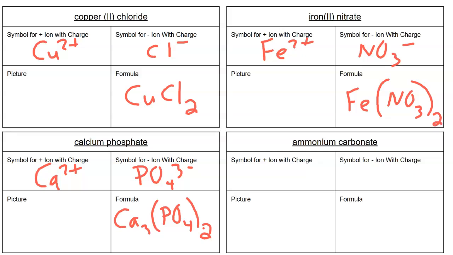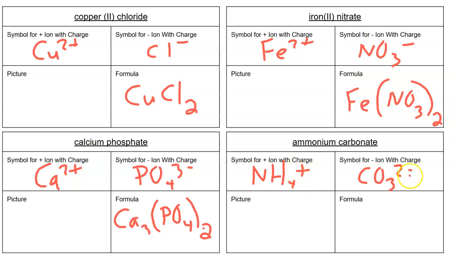Just like that. Now it's getting wild. Ammonium carbonate contains 2 polyatomic ions. It contains NH4 plus and it contains CO3 2 minus. Remember, only look at the charges when you're figuring out how many of each ion you need. Don't worry about these subscripts in the polyatomic ion. They get included in the formula, but you're only looking at the charges.